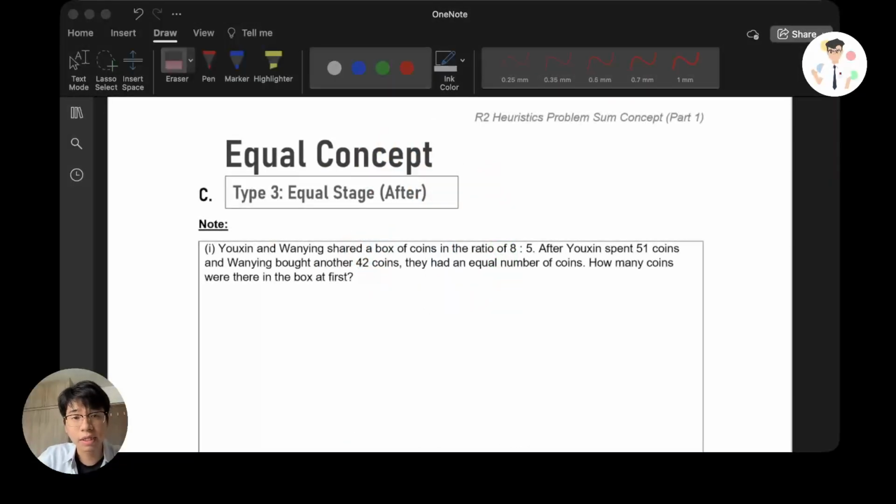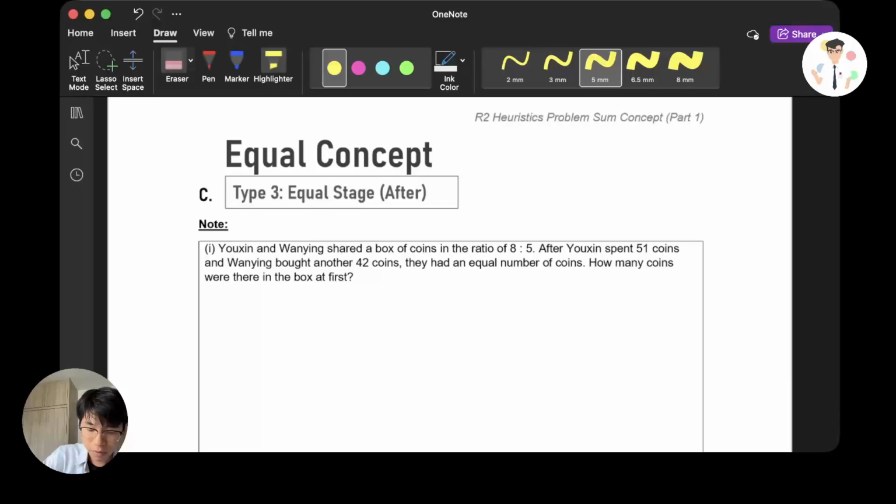Welcome back to digital class, and now we're looking at the equal concept, and we are now at type 3, equal stage. What you have learned back then is that in type 1 we had common numerator, and in type 2 we had equal stage before, but now we are having equal stage after. That basically means that at first they have a different amount of something, then they make changes on each side, and at the end they have the same amount. So let's look at the question here.